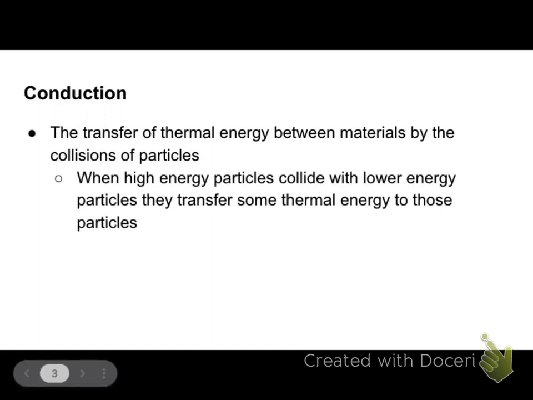When a high energy particle from a substance that is warm runs into a low energy particle, then it's going to transfer some of its thermal energy to that particle. Like heat, this moves high to low. So you're never going to have a warm particle with lots of energy run into a cold particle with very little energy and take the rest of that particle's energy. It's always going to go high energy particle gives energy to low energy particle. That's the way energy moves, from high to low.